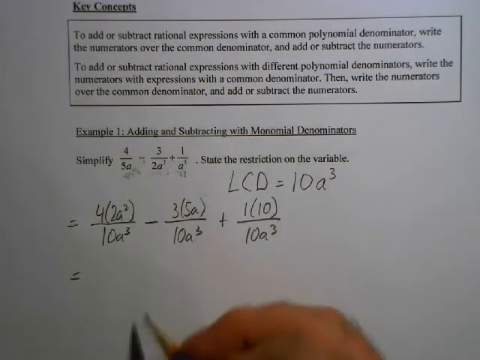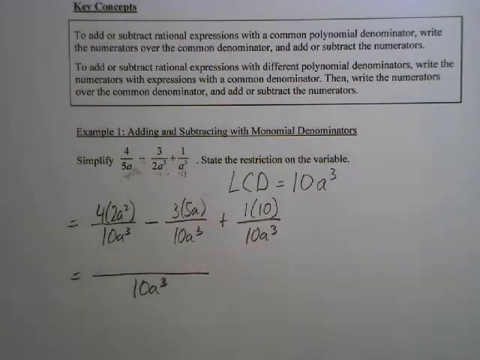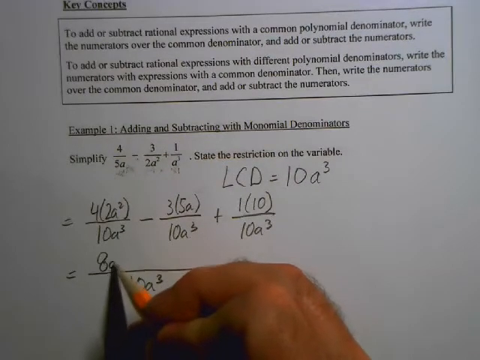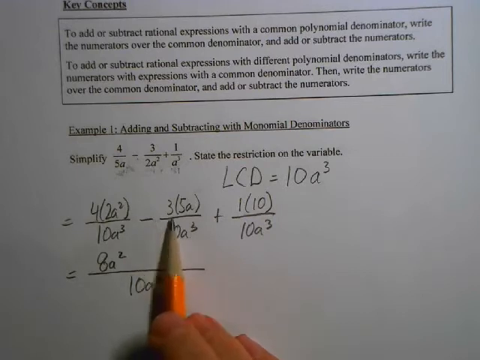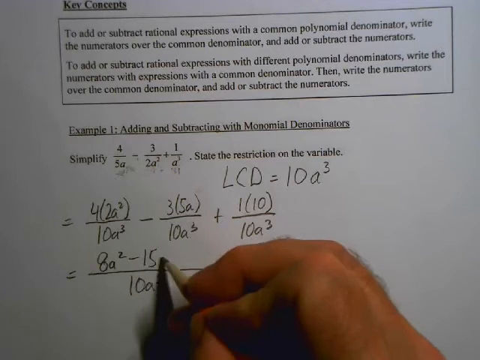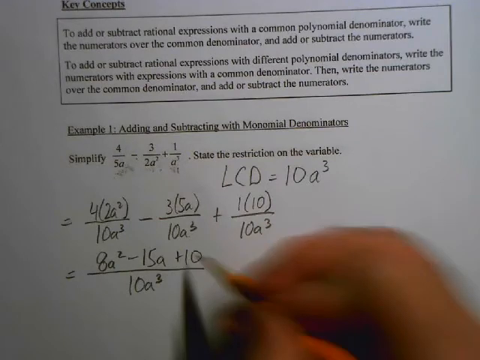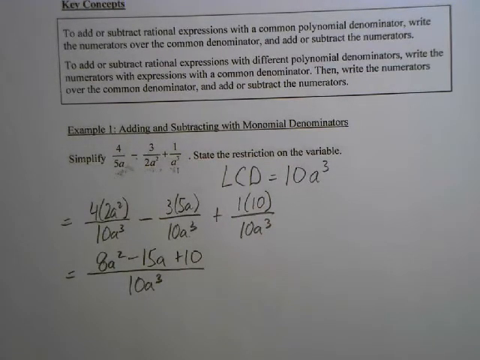Okay, so what I'm going to do now is create a single expression with that lowest common denominator of 10a cubed, and we're going to multiply and subtract or add as we need to. So as I read left to right, 4 times 2a squared, that's 8a squared. Then I'm subtracting 3 times 5a, so that's subtract 15a, and adding 1 times 10, which is 10. Okay, and that's it. We're done.